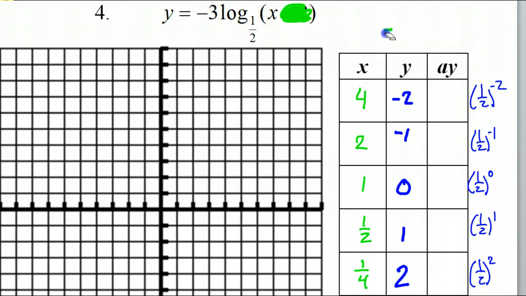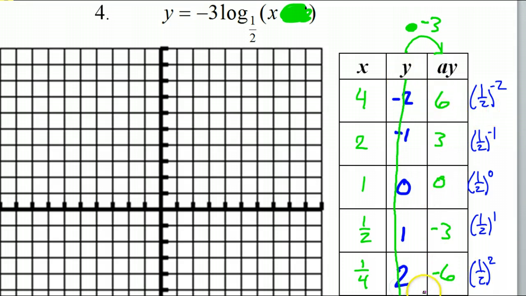Okay, so I'm going to move this for a second. To get my new y values, I need to multiply by this a value. So I'm going to multiply by -3 here. Negative times negative is a positive, so that's going to give me 6 and 3 and 0 and -3 and -6. Now that we have our new y values, we can forget about the old y values. They're done. And now we can graph these green points.